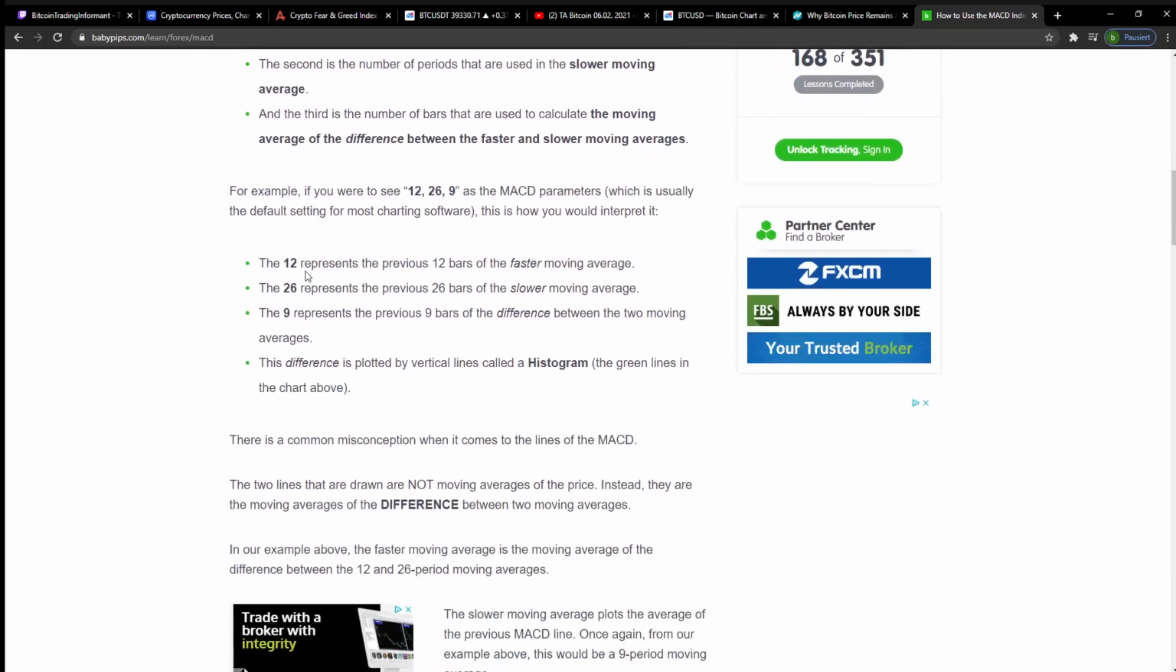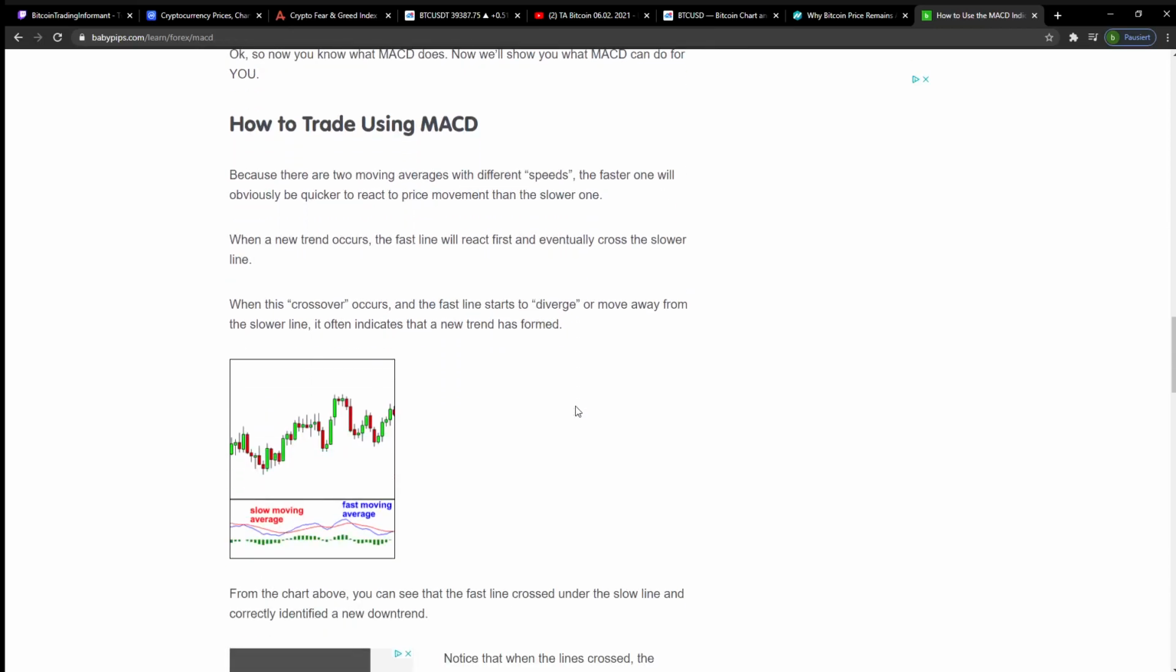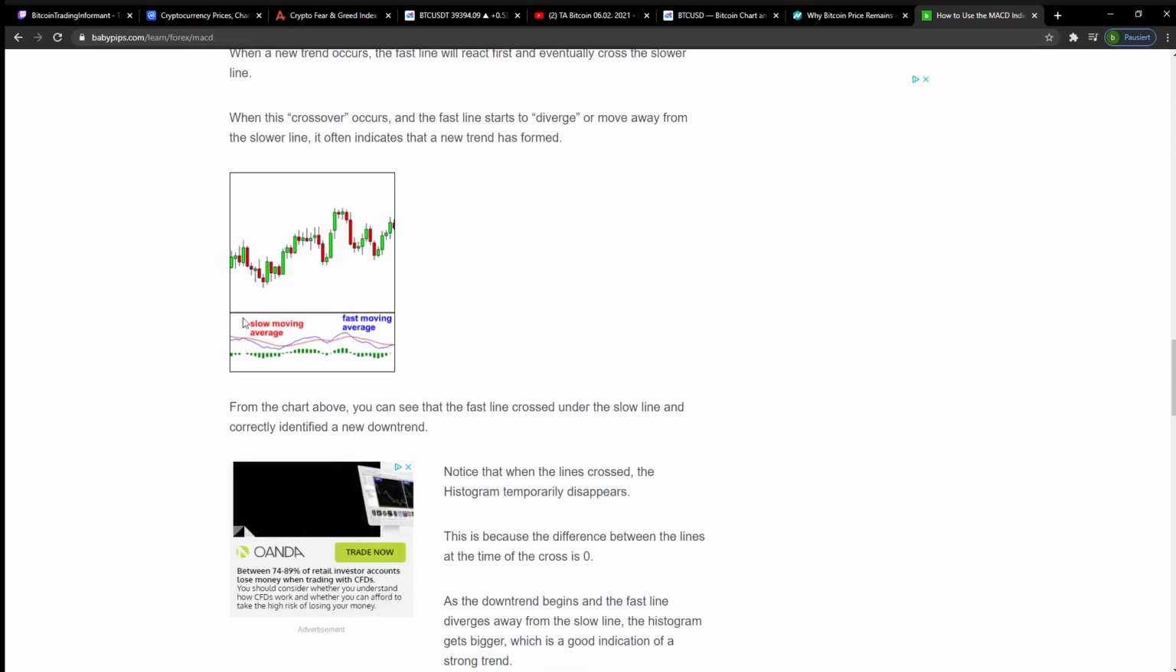Okay, the 12 represents the previous 12 bars of the faster moving average. The 26 represents the previous 26 bars of the slower moving average. And the 9 represents the previous 9 bars of the difference between the two moving averages, these two here. So, okay, here's a lot of text. I would say here it's a very interesting picture.